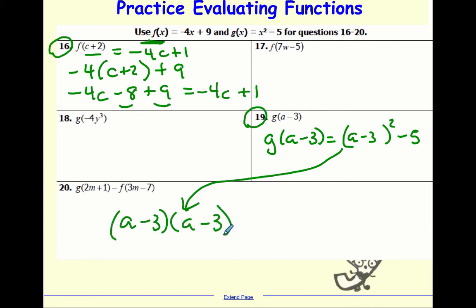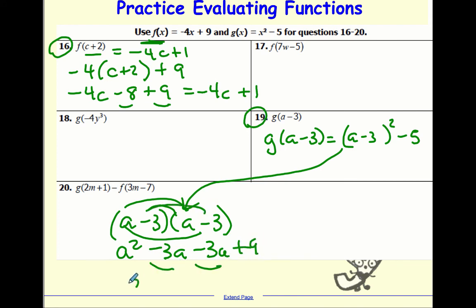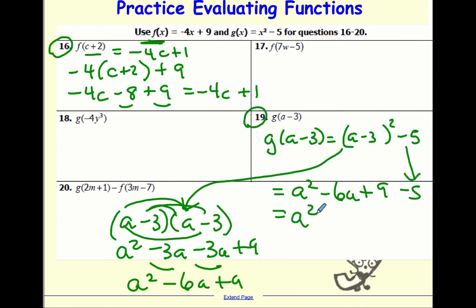If you've forgotten the shortcut for squaring a binomial, you can always use FOIL. A times a, a times negative 3, negative 3 times a, and negative 3 times negative 3. Combining like terms gives us a squared minus 6a plus 9. So going back over here, I have a squared minus 6a plus 9, and then I have to do minus 5. Combining like terms, the 9 and the negative 5 make a positive 4.